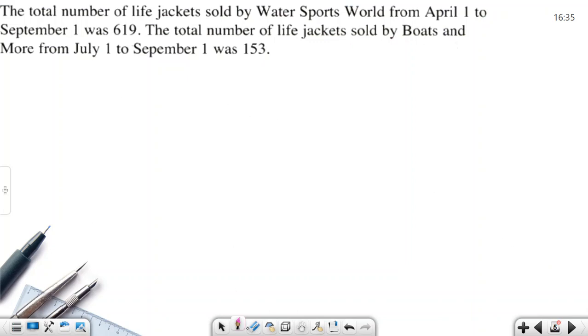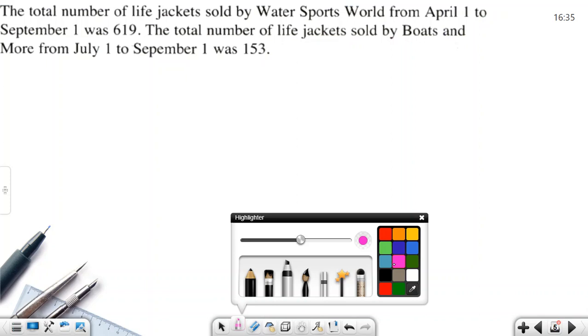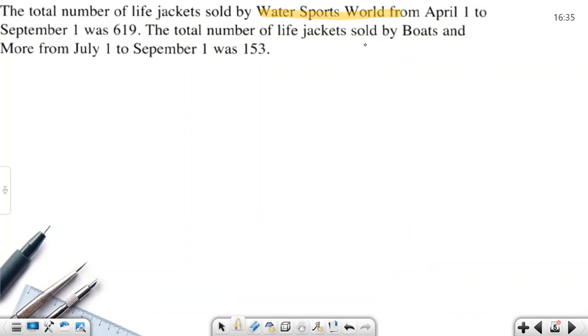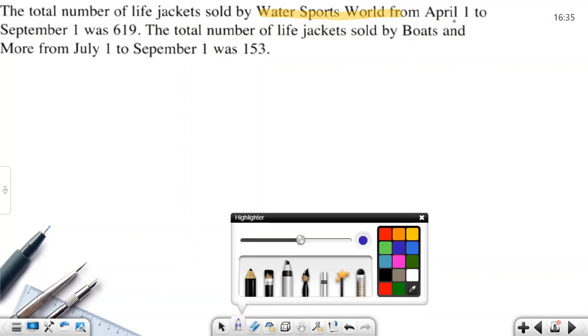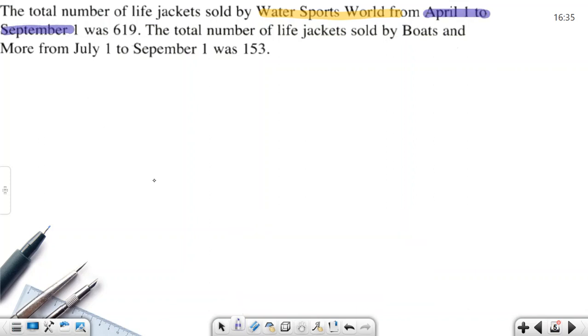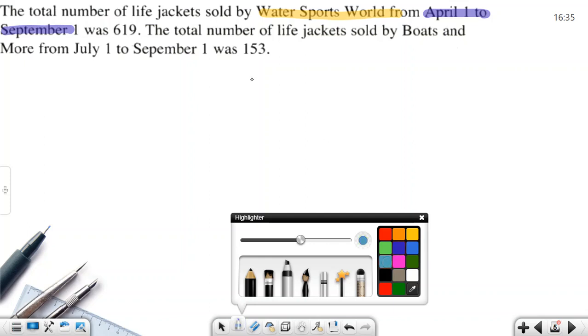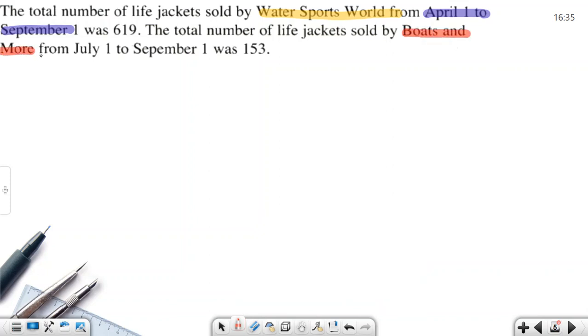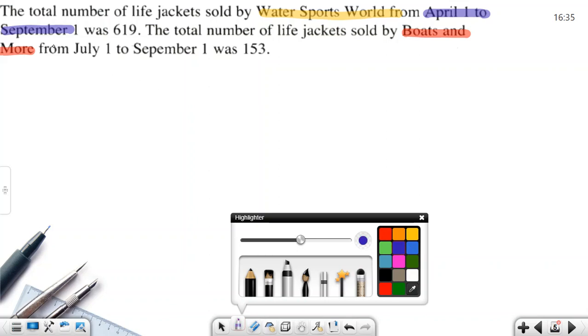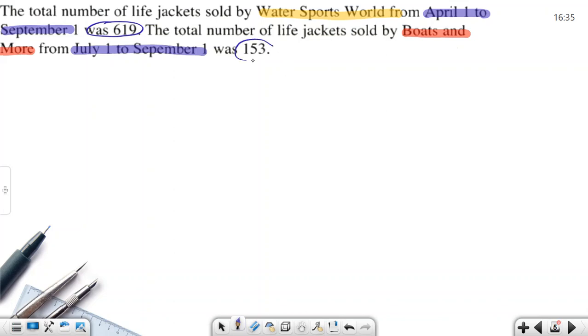Let's continue. That's another good example of the misleading. Let's highlight. The total number of life jackets sold by Watersport World, that's a company name, from April 1 to September 1 was 619. The total number of life jackets sold by Boats and More, that's okay, from July 1 to September 1 was 153. If you read the sentences, you can think the first company sold 619 and the second company sold 153, so the first company has better sales.